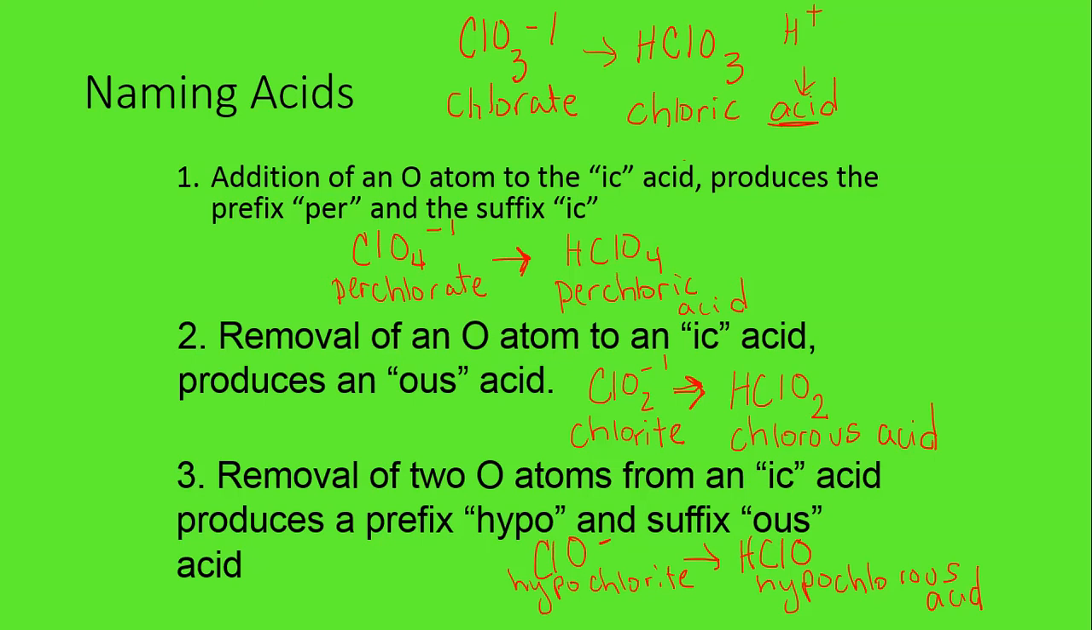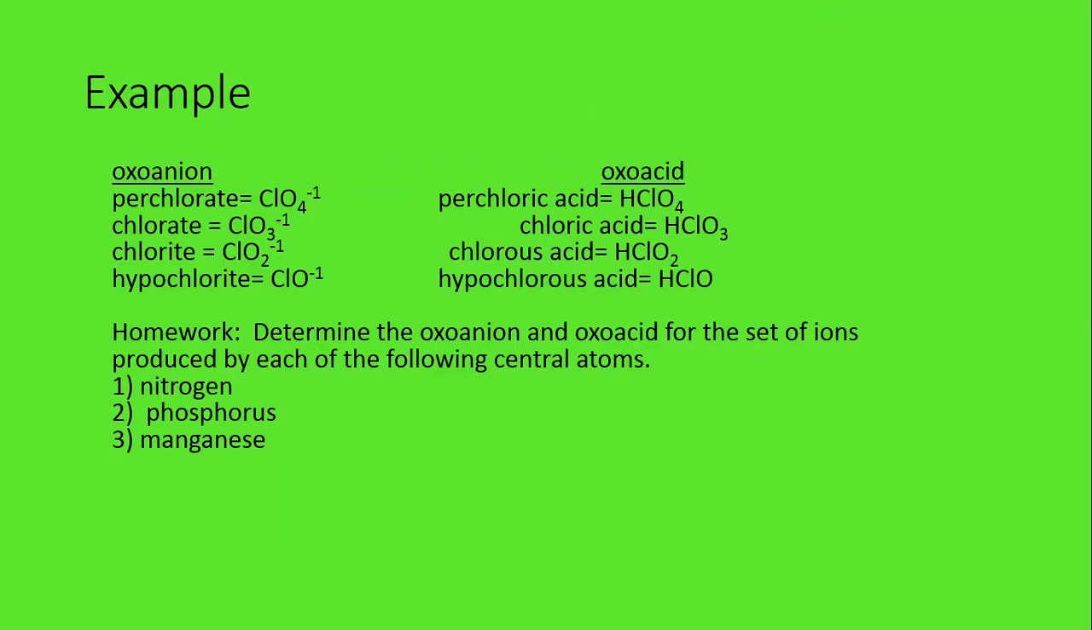But let's just organize it. So let's just picture. These are what we just talked about, right? So if we were looking at the oxoanion and seeing what its acid looks like, what happens when it adds hydrogen, notice what happened. Perchlorate became perchloric, right? Chlorate became chloric. Chlorite became chlorous. And hypochlorite became hypochlorous.